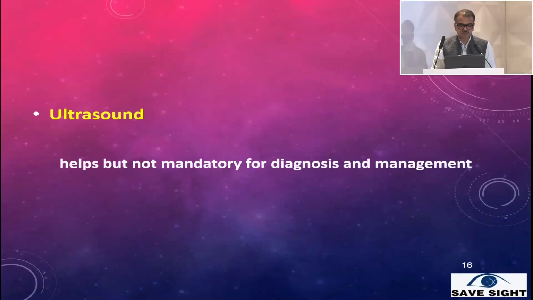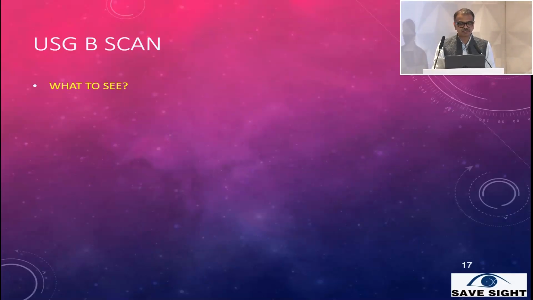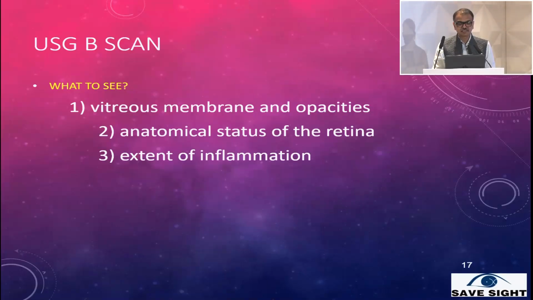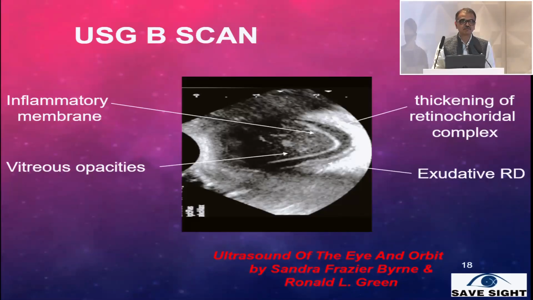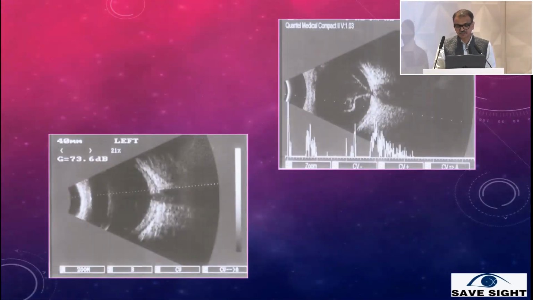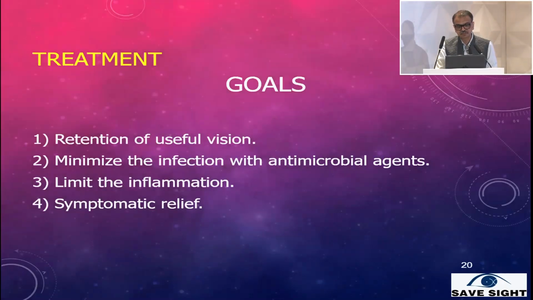Ultrasound helps. It's not mandatory, but we do it in all the cases to look for membranes, opacities, and whether the retina is attached or not, how is the choroid. If you have to plan surgeries, then you have to plan your reports, whether the detachment is there or not, so that you can prognosticate the patient also.